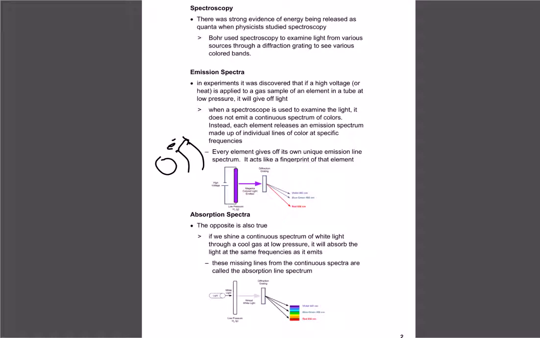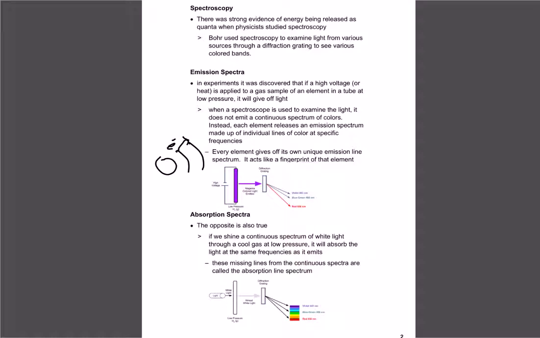So when he shined, in this case we've got hydrogen. If we shine hydrogen through a diffraction grating, he actually saw that we got a violet band of light, a bluish green one, and a red. So it actually gave off 3 different stripes of light at different frequencies. So he then deduced that, well, it's because these electrons are jumping.